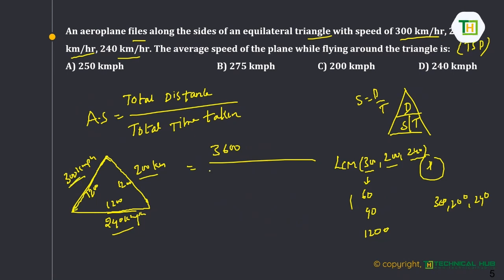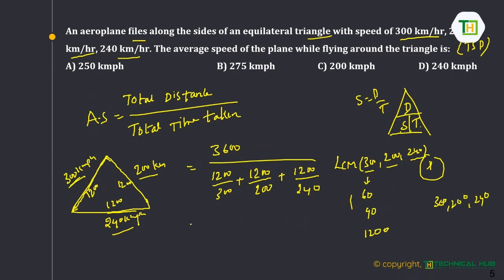The distance is 1200 kilometers and the speed is 300 kilometers per hour. Then you will get the time, right? Time is nothing but distance by speed. The second side is also 1200 kilometers, but the speed is how much? 200 kilometers per hour. And the third side is also the same 1200 kilometers and the speed is 240. Then you will get the total time.